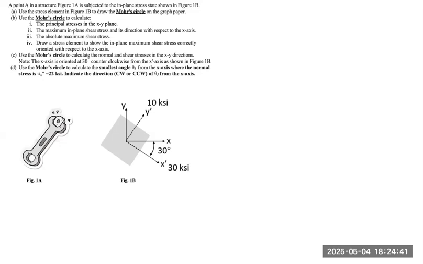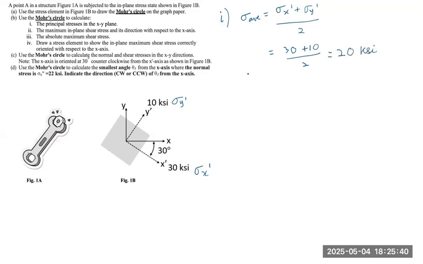So basically, first we're going to start by calculating the principal stresses in the xy plane, because that is going to help us graph our Mohr circle. To calculate the principal stresses, we have sigma y prime and sigma x prime, and sigma average is equal to sigma x prime plus sigma y prime over 2, which is 30 ksi plus 10 ksi over 2, which is 40 over 2, which is 20 ksi. The 20 ksi gives us the center of the circle, and our R value gives us the radius of the circle.